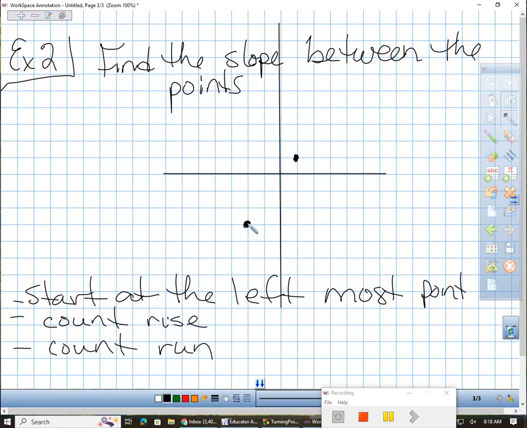-2, -3. We're going to start by counting rise. 1, 2, 3, 4. Now it's even with that one, so I have a 4 on top. And then I always run to the right. 1, 2, 3. Okay?